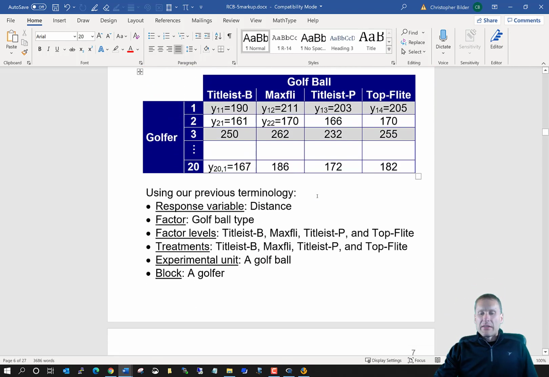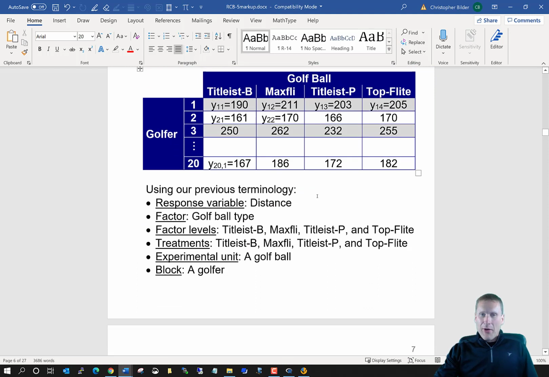Let's say, again, this is all simulated, and these are all amateur golfers, so you're not going to hit drivers necessarily over 300 yards. Here's the actual data that was observed. So golfer number one, for Titleist B, hit it 190 yards. Excuse me, Max Fly, 211 yards. Titleist P, 203 yards. And Top Flight, 205 yards. Not necessarily in this order. It's just the way this is being summarized in the table.